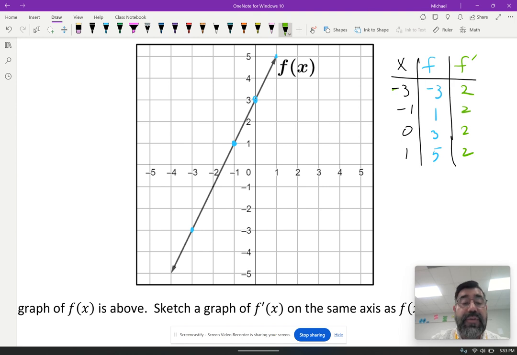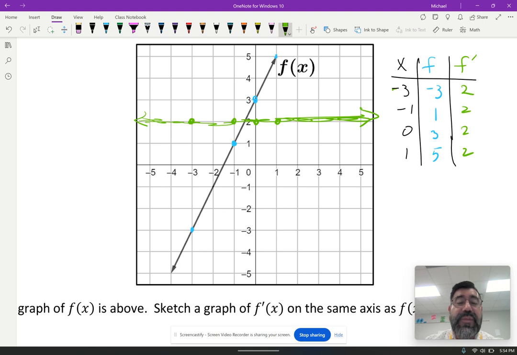At x equals -3, the slope is 2. At x equals 0, the slope is 2. At x equals 1, the slope is 2. So therefore, my derivative function is just a horizontal line. Why? Because the rate of change, or the slope, of this function never changes. It's always the same. So my graph is just a constant function because it's a constant slope.